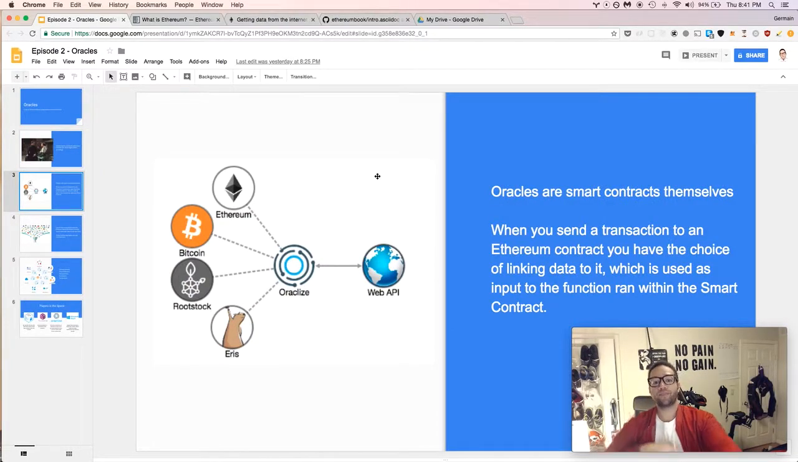So oracles, you can see here, Oraclize, that's one of the service providers that run oracles, are actually smart contracts themselves. They're listening to the outside world, they're hooked to a web API, and so you have the choice of using Oraclize as a layer between Ethereum or Bitcoin, and it communicates with the outside world, extracts that data, and sends it to your Ethereum smart contract. This data that it gets is used as input to the function that is run within your smart contract.